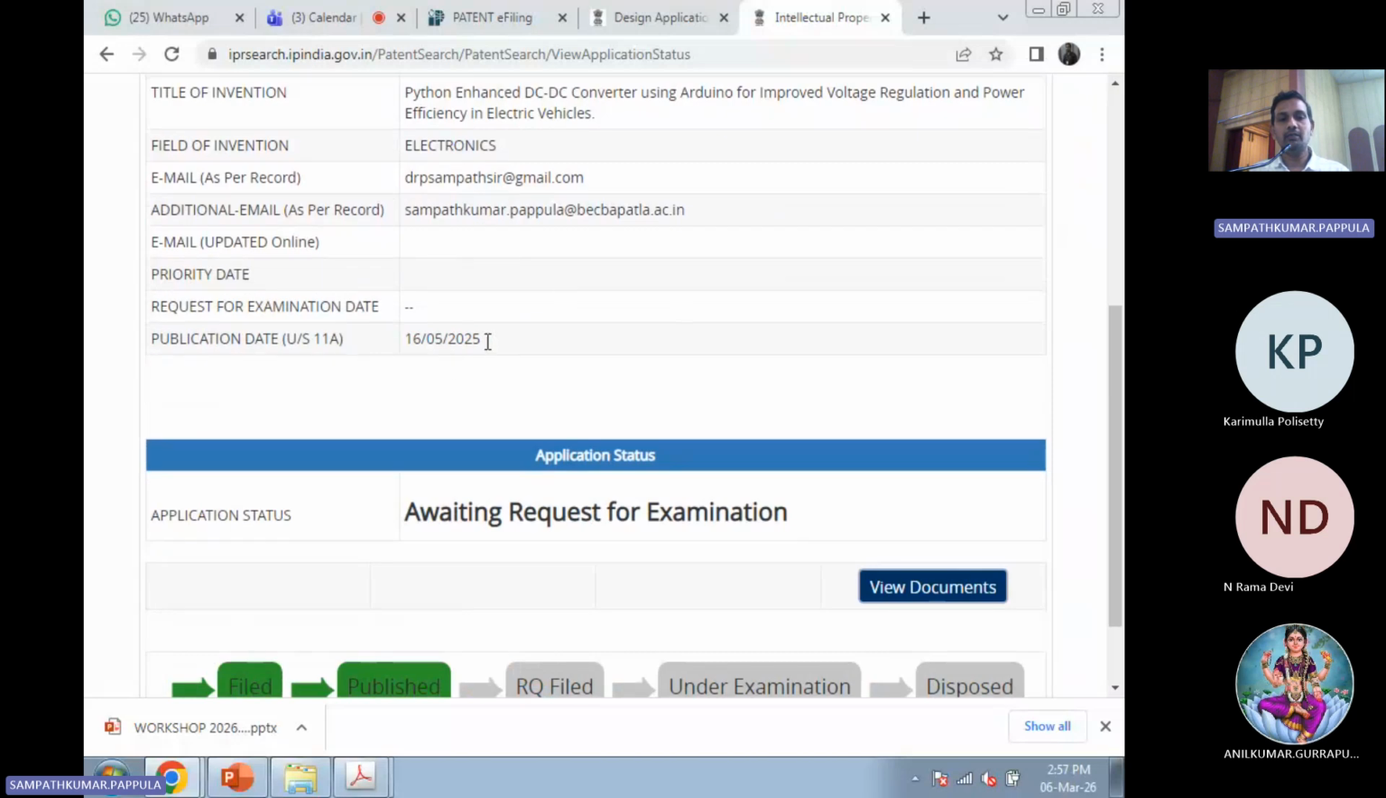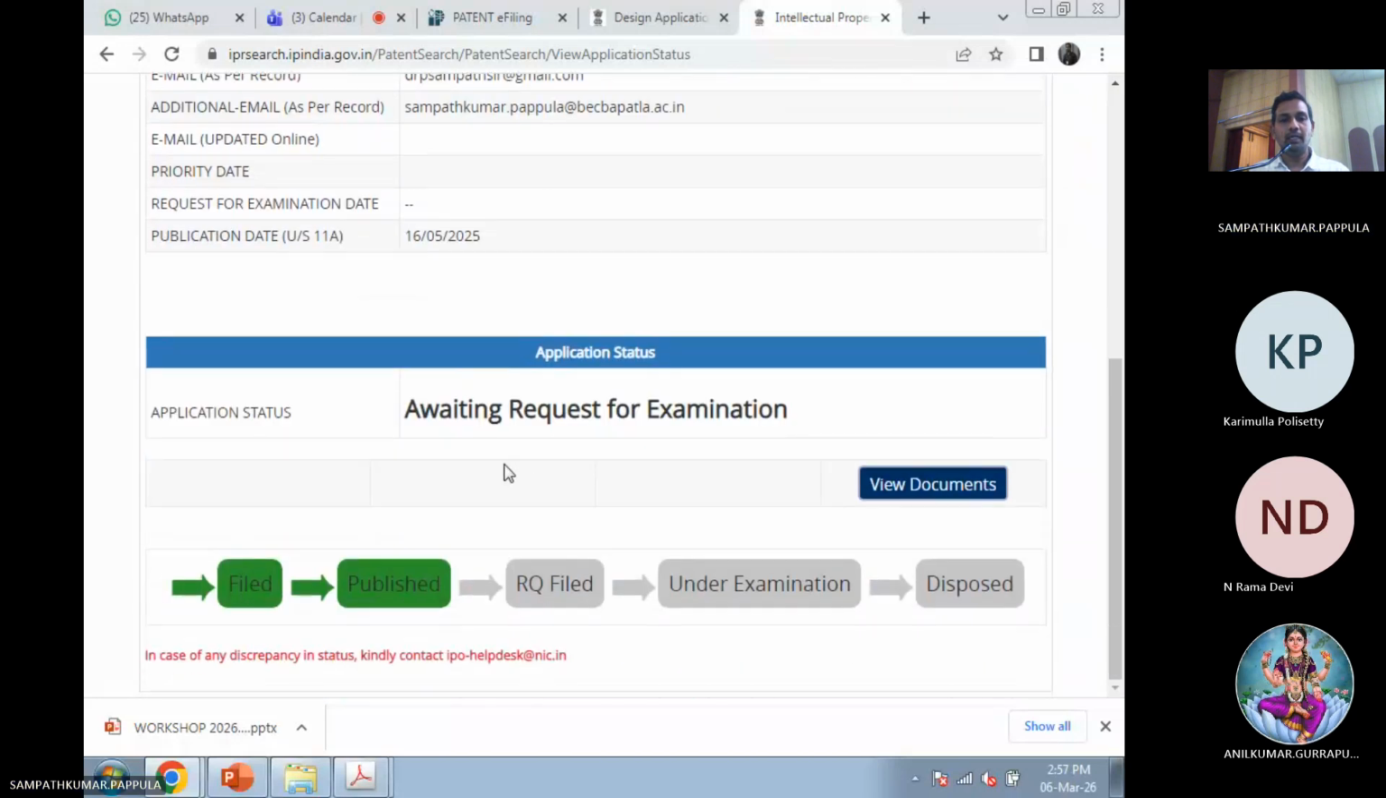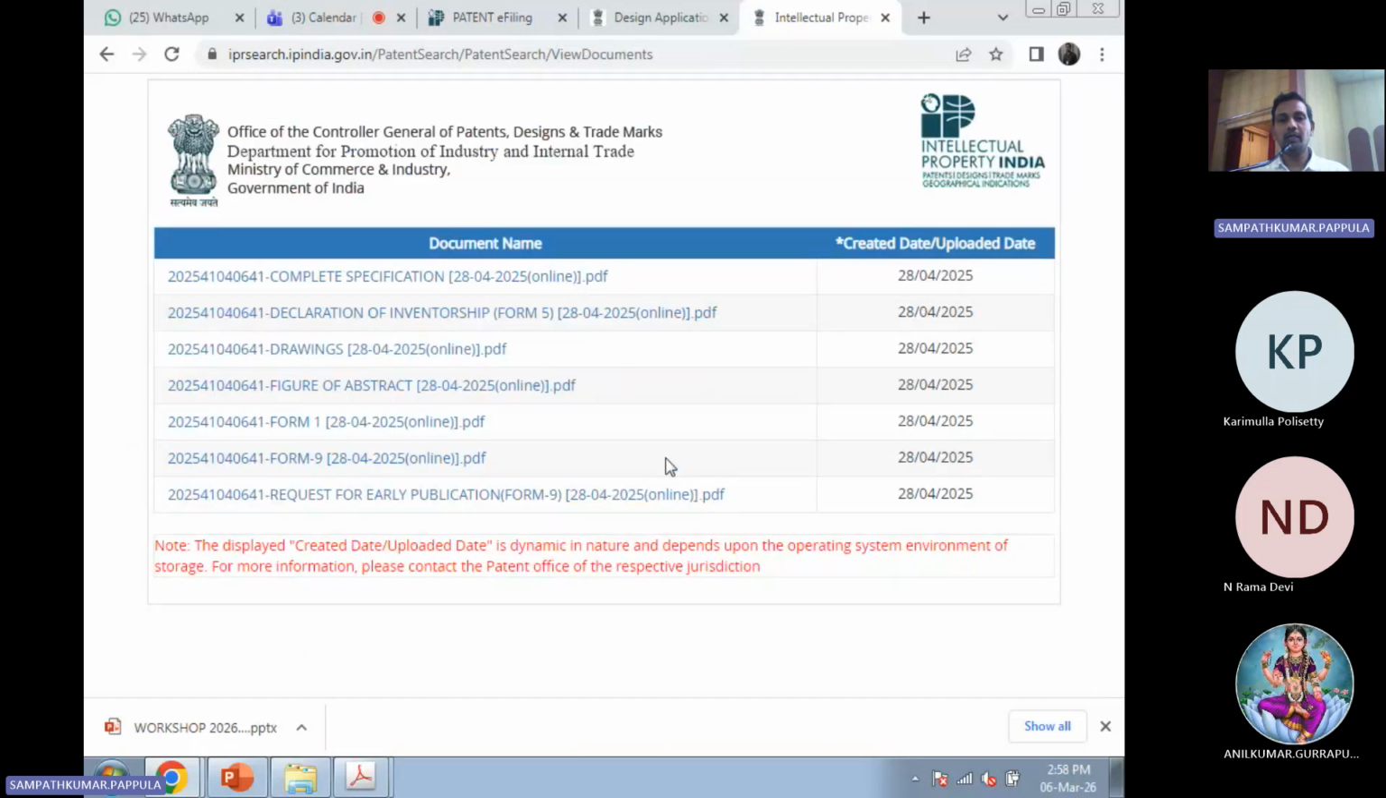The publication date is 2025 only, and it is awaiting the request for examination. First it is filed. If you file the patent, only that stage is highlighted. Filed is the only one highlighted. After publication, it will show published. That means my status is published only. After the examination is passed and it is disposed, everything will turn green. We can also see what documents I uploaded there.